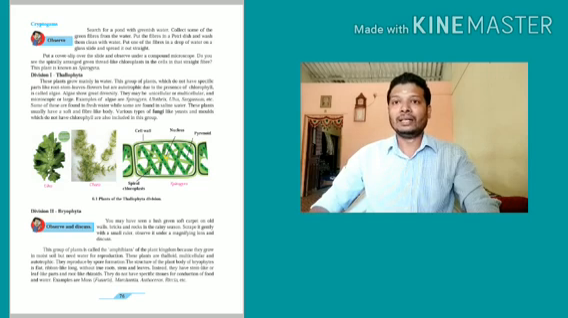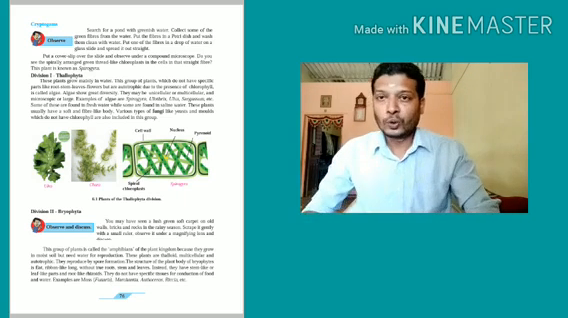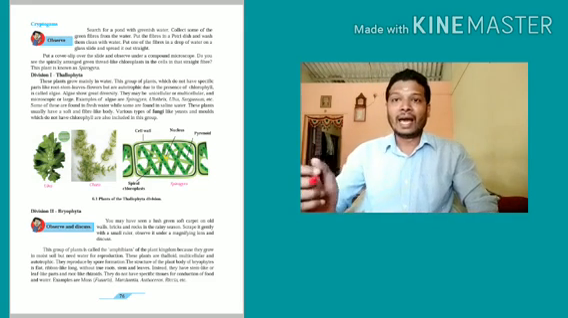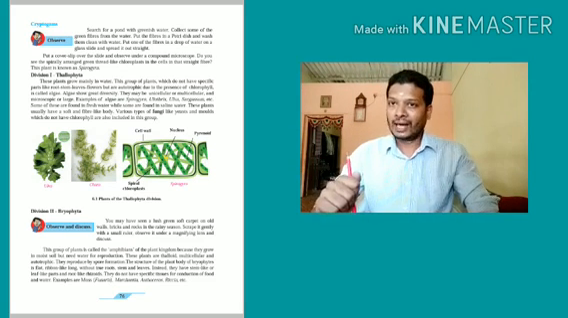So the basic criteria for classifying plants is whether they are flowering or non-flowering. We know that some plants have flowers and some plants do not have flowers. So based on that, plants are first categorized into 2 groups as cryptogams and phanerogams. Cryptogams means they do not have flowers, and phanerogams means they have flowers.